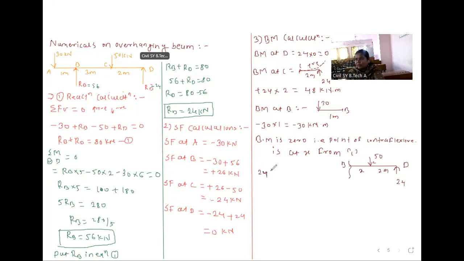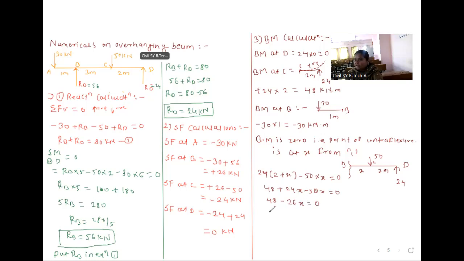So now this 24 pushes upward, that is 24 into perpendicular distance, this 2 plus this x distance, that is 2 plus x. After that, this 50 pushes downward, so minus 50 into perpendicular distance x, which is equal to 0. So 24 into 2 is 48 and 24 into x is 24x, minus 50x, which is equal to 0. So 24x minus 50x is equal to minus 26x, which is equal to 0.